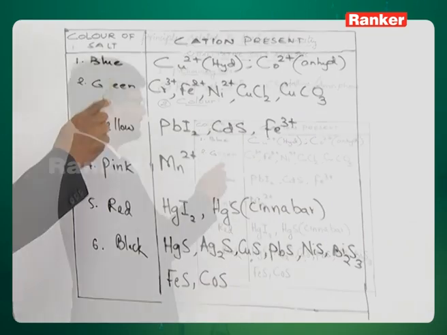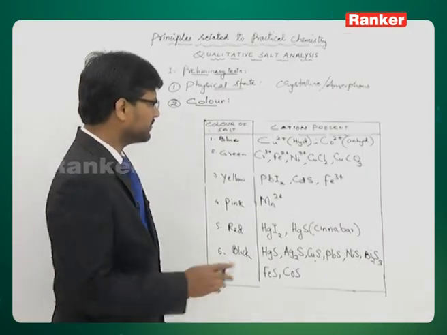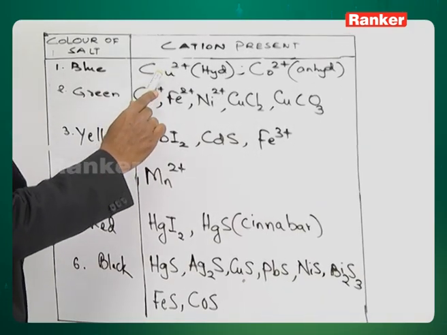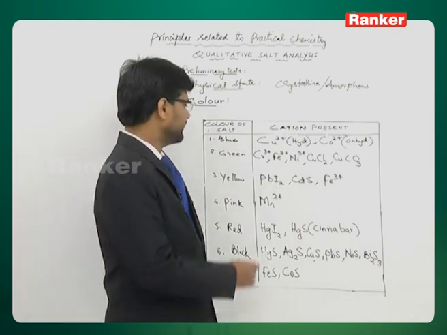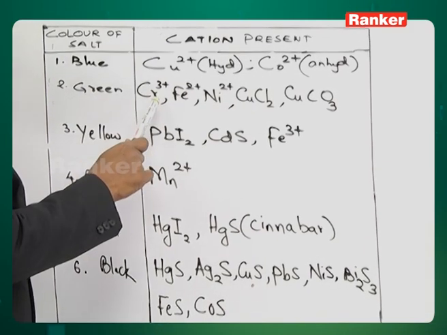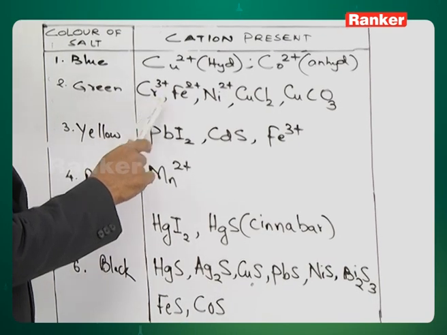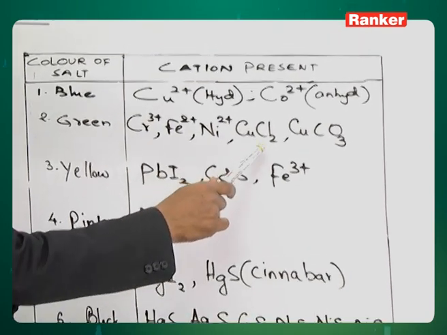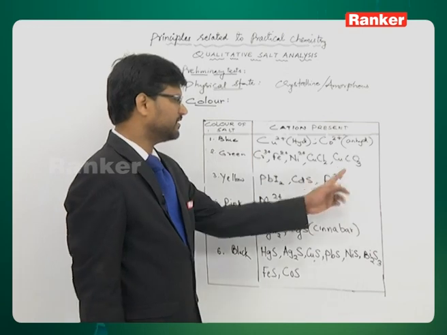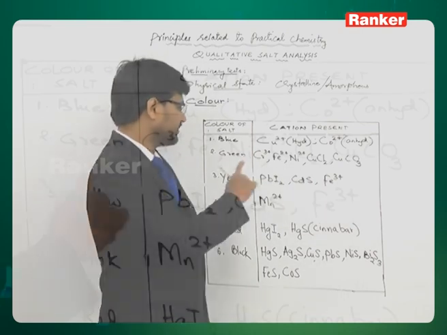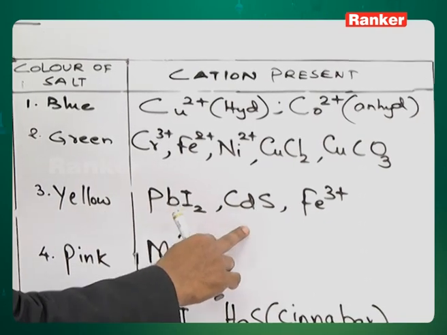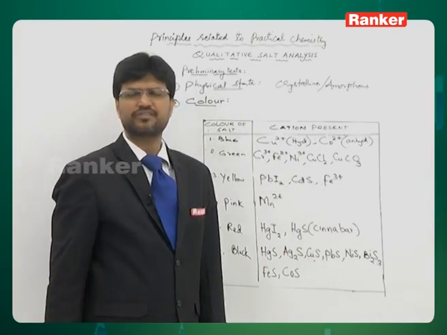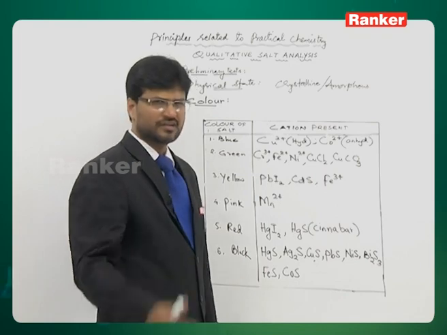If your salt is blue, then there is a possibility that it could be a hydrated salt of copper or an anhydrous salt of cobalt 2 plus. And if your salt is green, then it may be a salt of Cr3 plus, Ni2 plus, Fe2 plus. It may be cupric chloride or cupric carbonate if it is green. And if it is yellow, it may be plumbous iodide, cadmium sulphide, or some ferric salt. Ferric salts are lemon yellow in color.